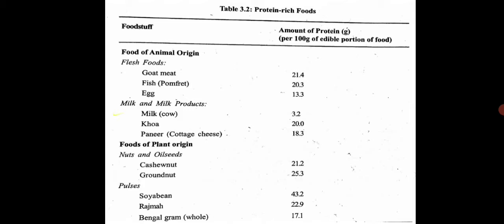Okay, then milk and milk products. Cow milk contains 3.2 protein. Then khoya contains 20 protein. Then paneer, that is cottage cheese, contains 18.3. So khoya is rich in protein.